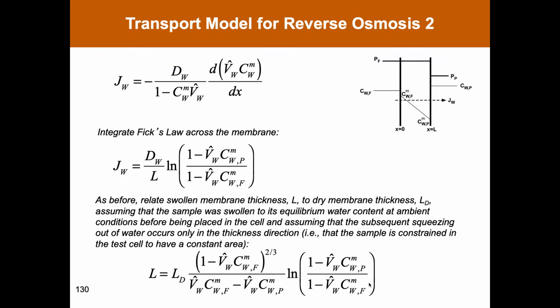difference inside the membrane. L is the thickness of the membrane under actual use conditions, and as I mentioned last time, particularly for organic solvents at high pressure, the concentration gradient across the membrane can be extremely high, and so the concentration of solvent is much lower at the downstream side, and this can actually dry out the membrane to a certain extent and shrink it, decrease its thickness.